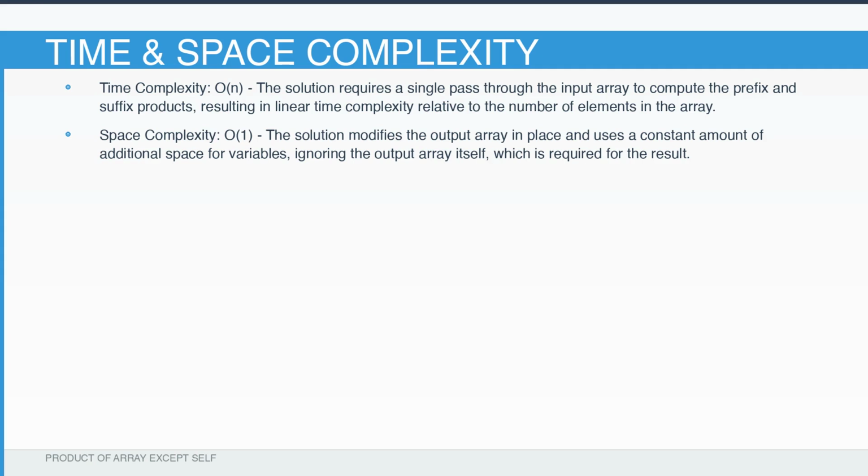Next, we look at space complexity, which is O(1). This indicates that we're using a constant amount of extra space. Picture a backpack that can only hold a few essential tools. In our case, we modify the output array directly and only need a couple of extra variables to keep track of the products. This efficient use of space means we don't waste resources, allowing us to solve the problem effectively while keeping our memory usage low. Understanding these complexities is crucial for optimizing our solutions in programming challenges.